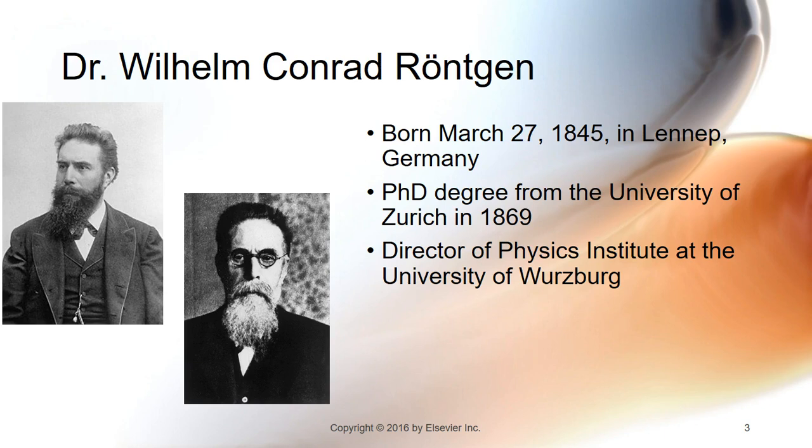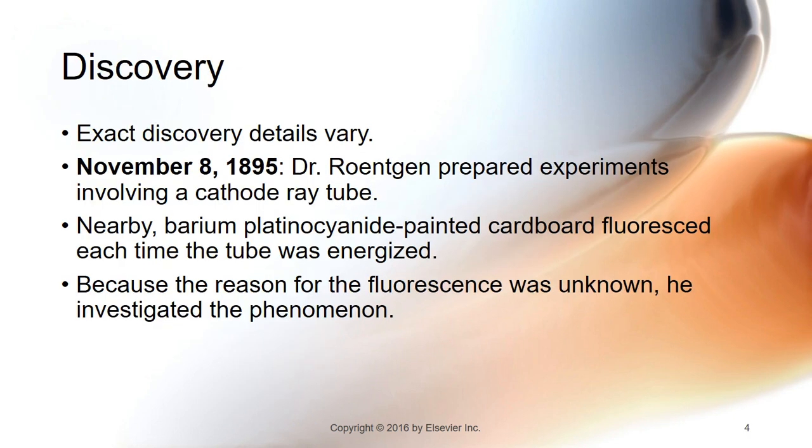He was born in 1845 in Germany. He got his PhD from the University of Zurich in 1869, and he was the director of the Physics Institute at the University of Würzburg. So those are very important things. Now, what you also need to know is that, here, we'll just go to the next one.